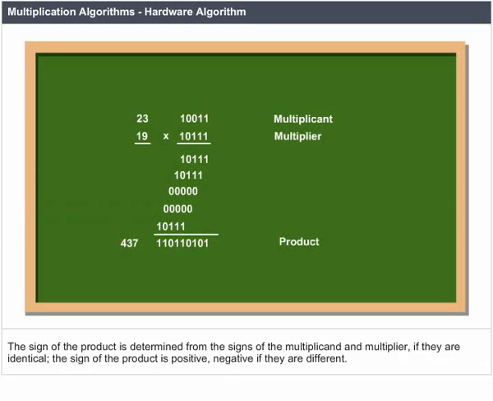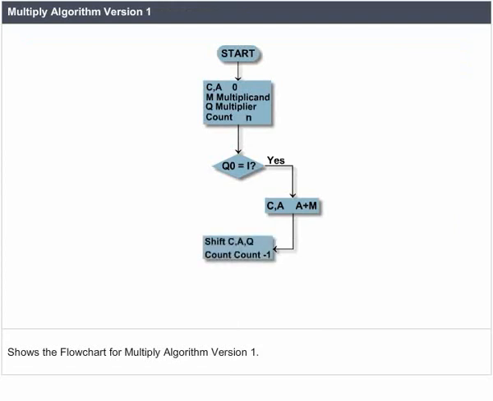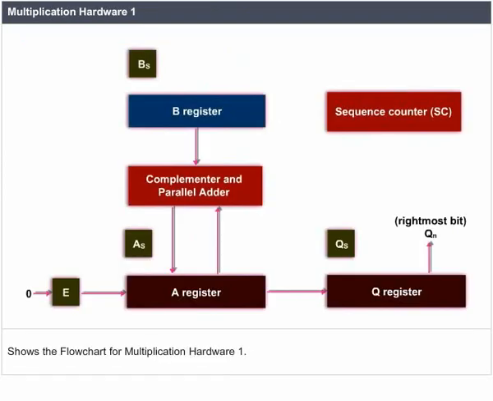The sign of the product is determined from the signs of the multiplicand and multiplier. If they are identical, the sign of the product is positive, negative if they are different. Multiply algorithm version 1 shows the flowchart for multiply algorithm version 1. Multiplication hardware 1 shows the flowchart for multiplication hardware 1.